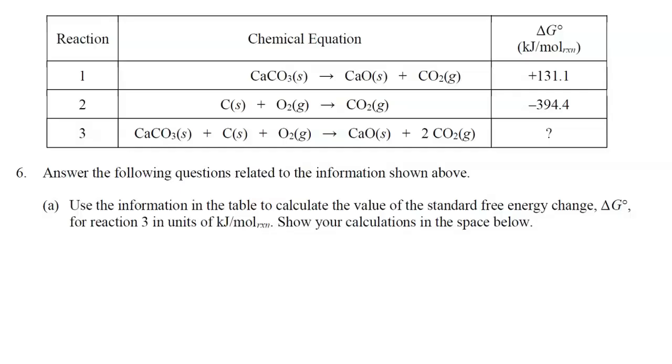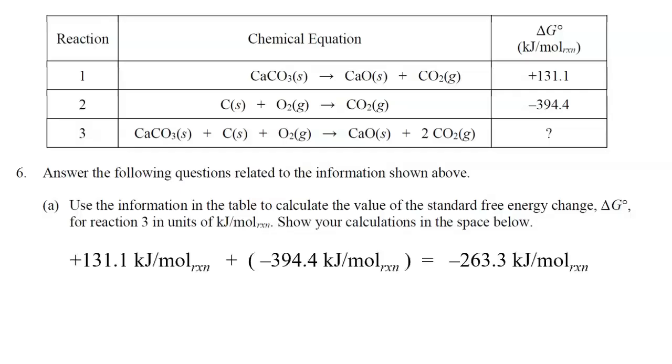So if we add the delta G values together, that would be positive 131.1 for reaction 1, and then plus negative 394.4 for reaction 2. And again, the units would be kilojoules per mole of reaction. So if we do that math, we get negative 263.3 kilojoules per mole of reaction. So that's our answer to part A.